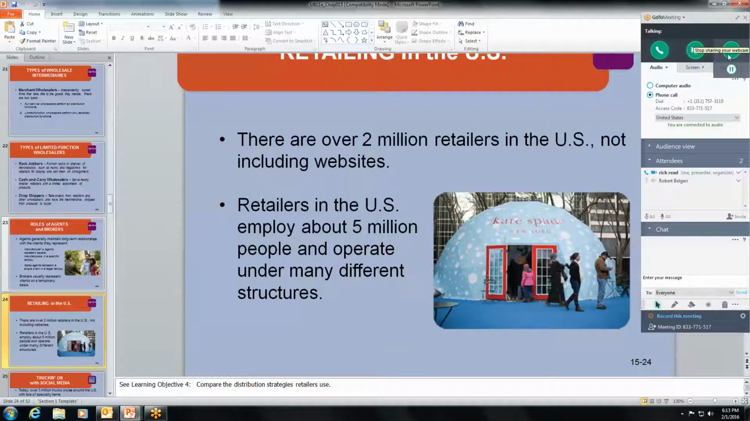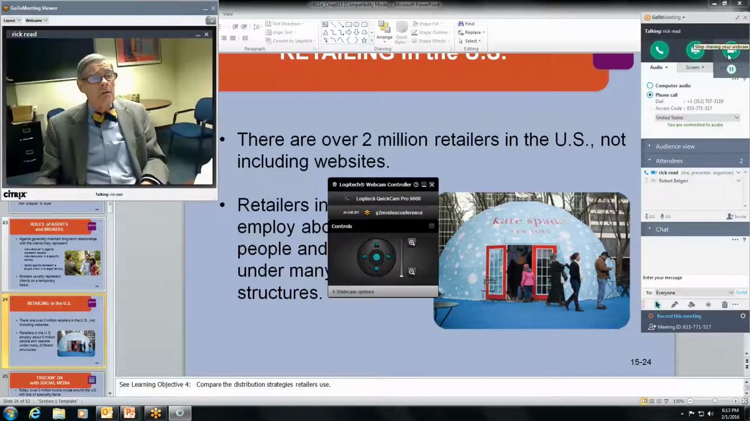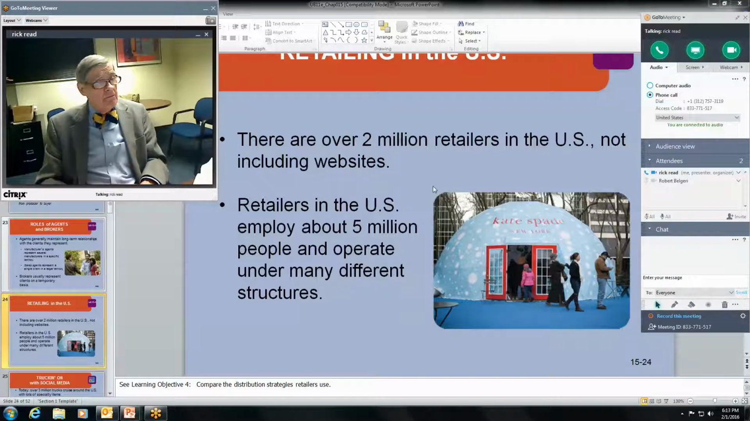There are some gee whiz numbers here about retailers in the United States. There are over 2 million of them. And retailers employ about 5 million people.